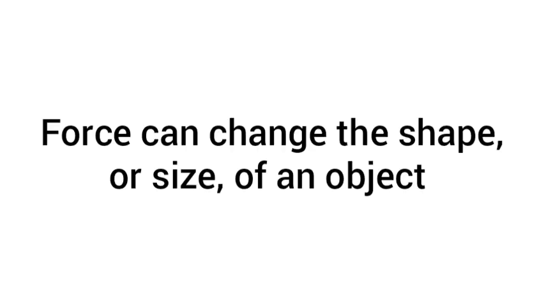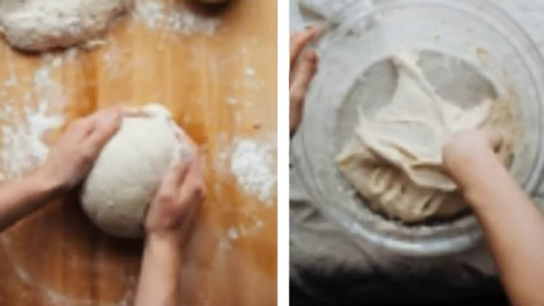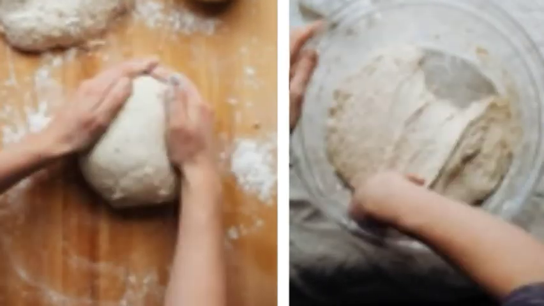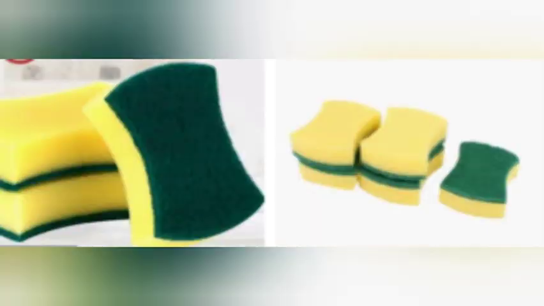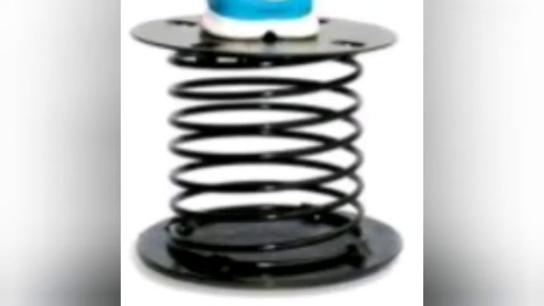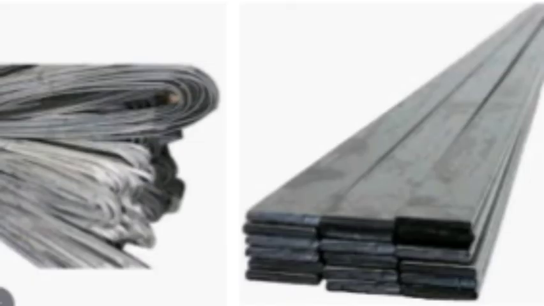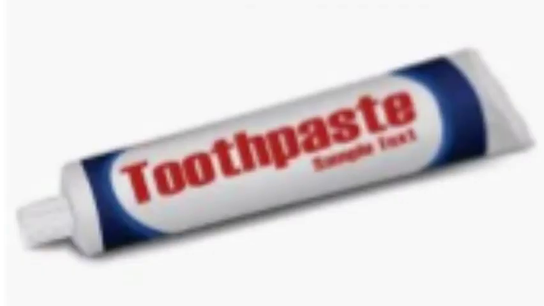Number 4. Force can change the shape or size of an object. For example, the shape of dough changes on applying a force. The shape of a sponge changes on pressing. The size of a spring changes on pulling. The shape and size of an iron strip changes on hammering. The shape of a toothpaste tube changes on squeezing.